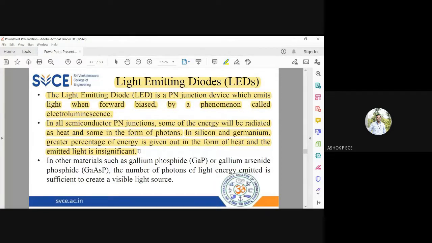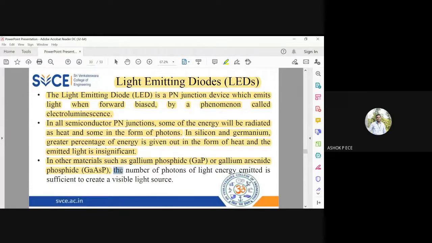So we have seen that, right? But in silicon and germanium, it is not possible because they have indirect band gap. So for a PN junction diode to emit light, you should not fabricate it using silicon and germanium, and you should fabricate it using group 3 and group 5 elements. So you should use a combination of group 3 and group 5 elements to fabricate your LEDs. Some of the materials are gallium phosphide, gallium arsenide, or gallium arsenide phosphide.